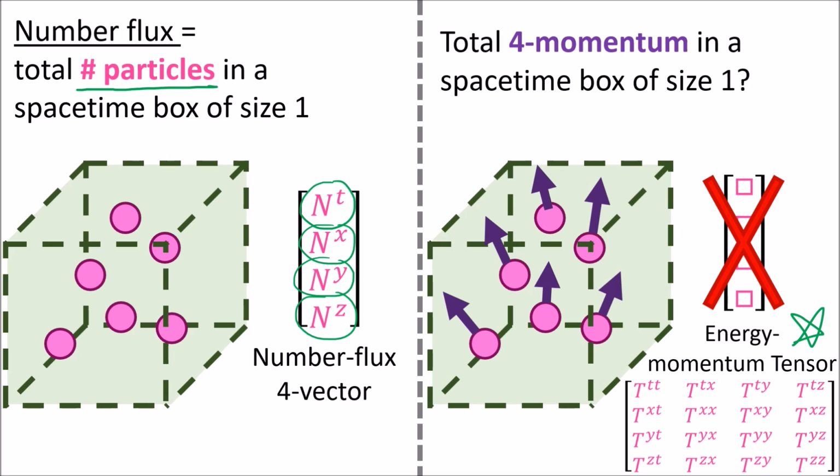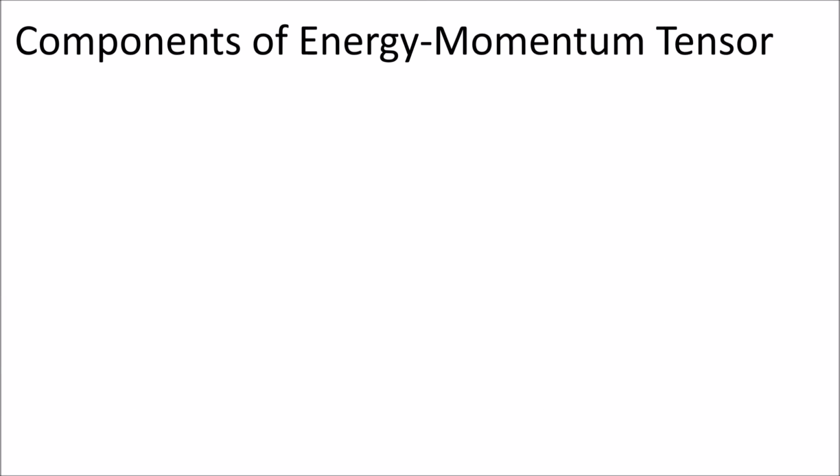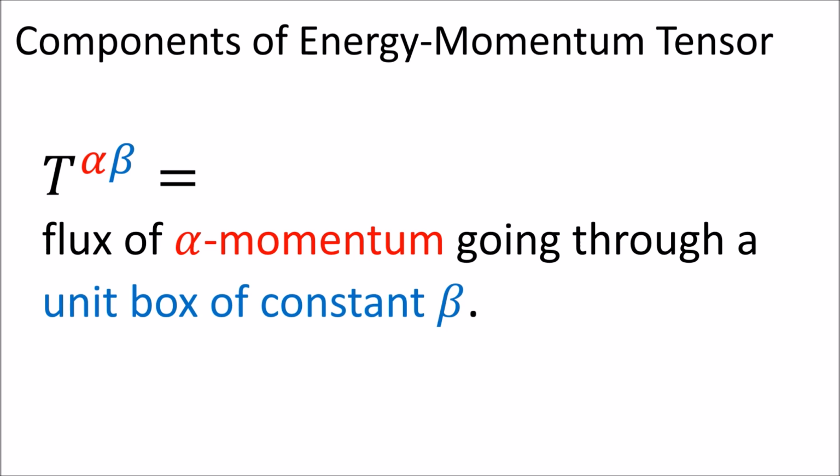So to get the 4x4 energy momentum tensor, we're going to use the same strategy of counting particles in a box that we used for the number-flux 4 vector. Except this time, we're going to be counting 4 momentum inside of a box instead of just the number of particles inside the box. We can find the components of the energy momentum tensor as follows. The T alpha beta component is equal to the flux of alpha momentum going through a unit box at a coordinate of constant beta. This probably sounds pretty abstract, so let's look at some examples.